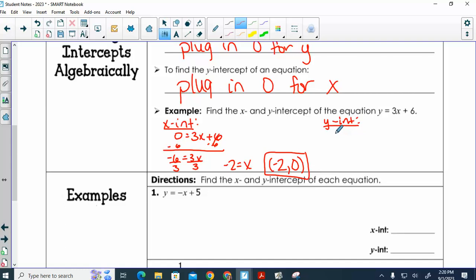To find a y-intercept, plug in 0 for the x. What's 3 times 0? 0. And 0 plus 6 is just 6. So we get y equals 0 plus 6 or y equals 6. What would that one be as an ordered pair? 0, 6. The x was 0 and the y was 6.